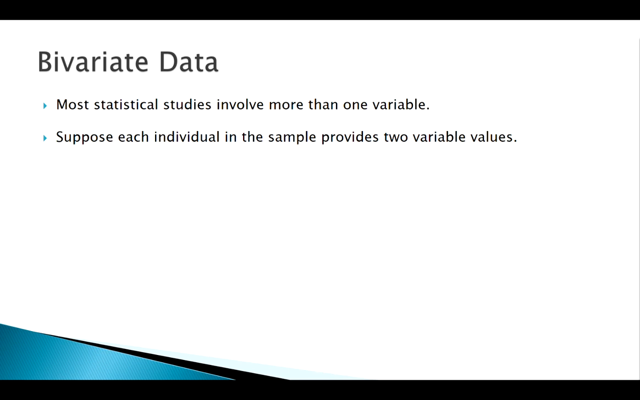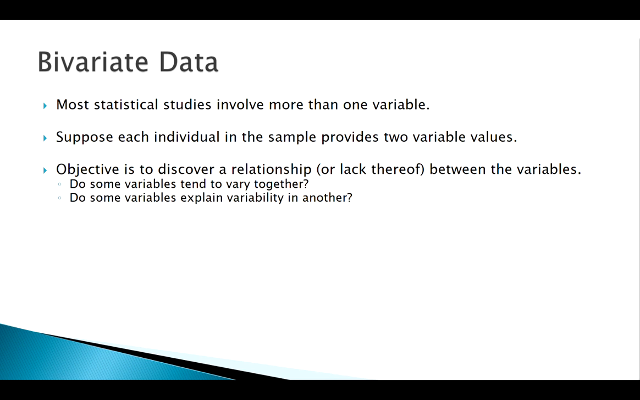So let's say we have measurements of a single individual from two different variables. And the kind of questions that we want to answer are, is there some sort of relationship here? Is there some sort of what we would call an association? If I change one, does the other change? Does one maybe explain the other?